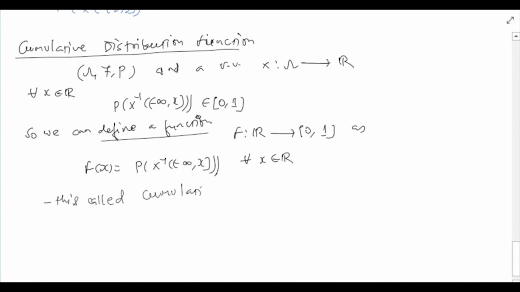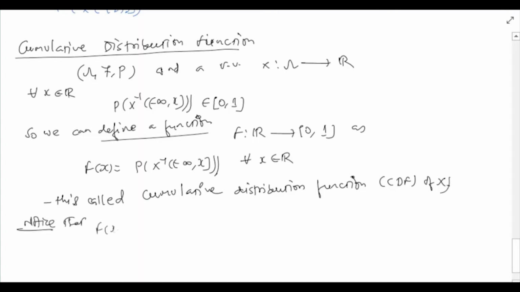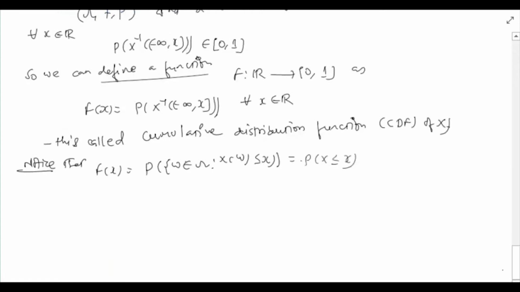Cumulative distribution function, in short CDF of x. Notice that F of x is nothing but the probability of the set of omega in capital Omega such that X of omega is less than or equal to x, or in short, it's the probability of X less than or equal to small x. Let us see a few examples.